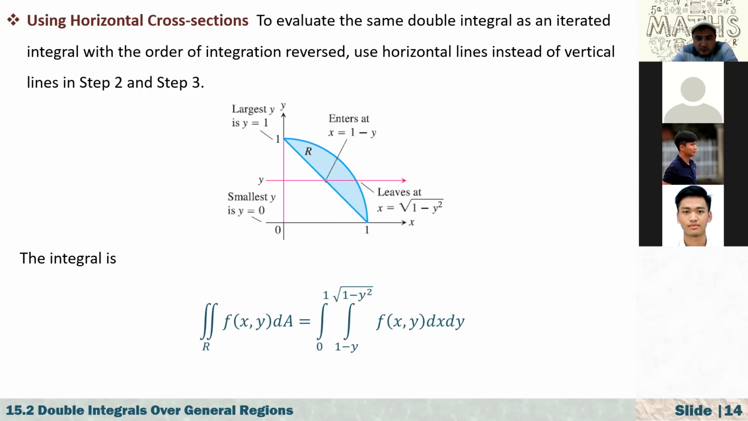See here, it enters the region here and exits the region here. So that means that x is changing from 1 minus y to square root of 1 minus y squared. And that's why here we have x changing from 1 minus y to the square root of 1 minus y squared. And how about y? When y changes from 0 to 1, it includes all of these horizontal lines.